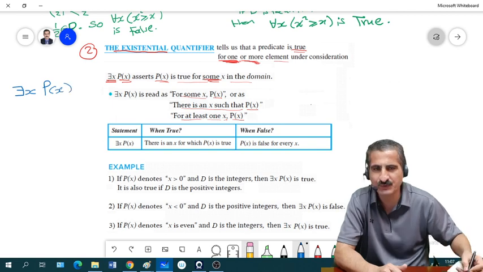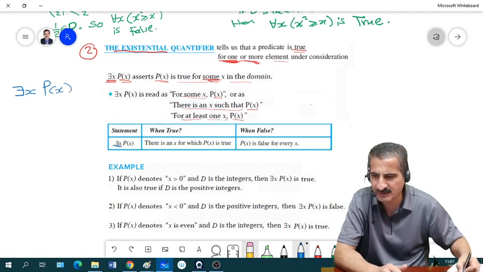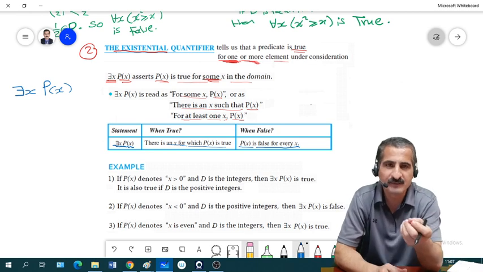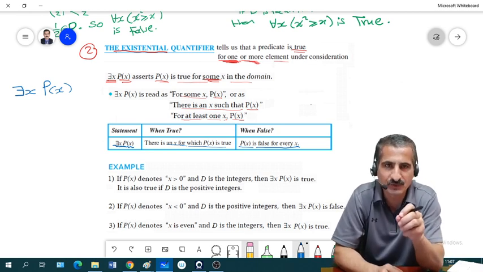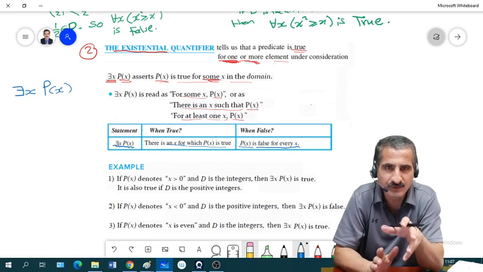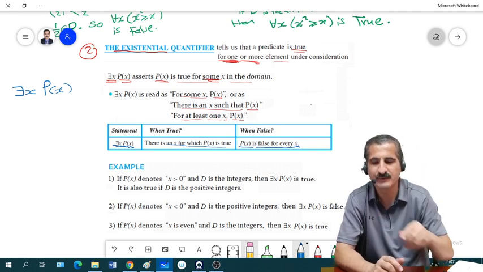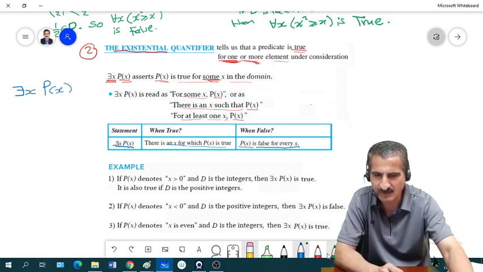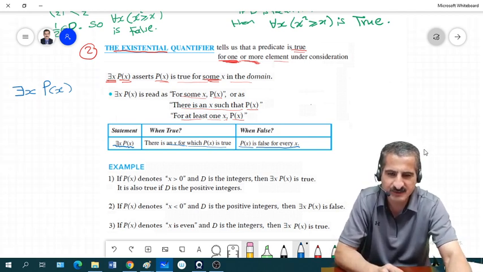When is this statement true? Simply when there is an x that makes p of x true. When is it false? Whenever p of x is false for every x, that means there's no value x that makes p true. No such an x. So this is the case where there exists x, p of x is false.